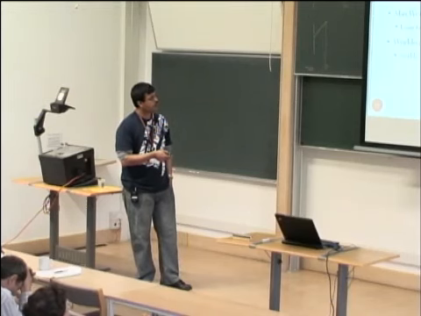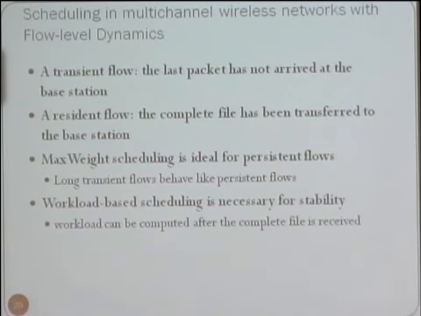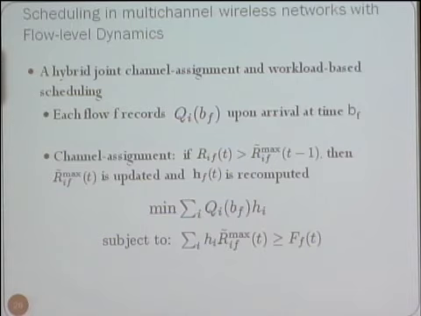So the max wait algorithm, if the flow is really persistent, for these types of flows which appear to be persistent over a long period of time, the max wait algorithm is clearly better. Whereas for flows that are very small and arrive at the base station quickly, this workload based algorithm is better. So what do you do? It turns out the best thing to do would be a hybrid algorithm.